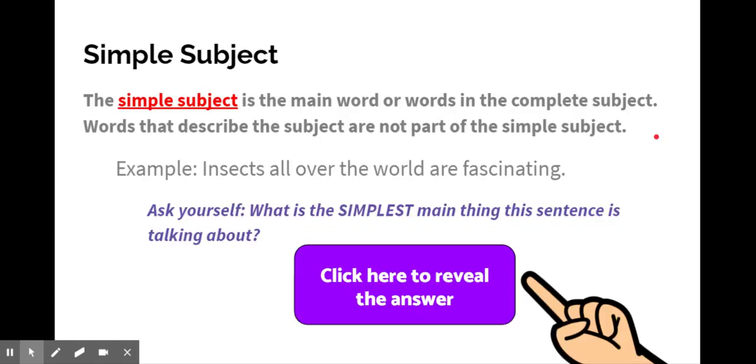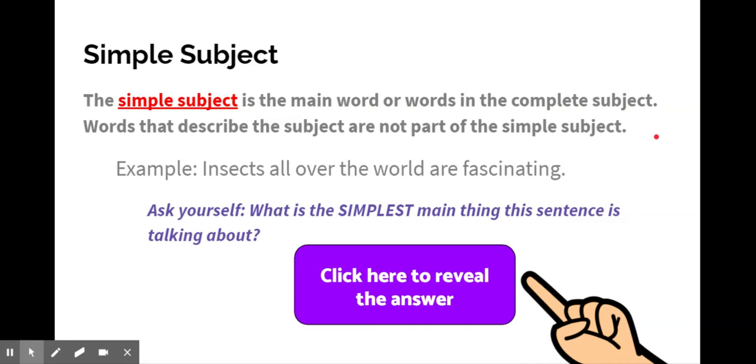So simple subject. A simple subject is the main word or words in the complete subject. So remember in the complete subject, we had like the sun. Well, if we do the simple subject, it would just be sun. So the words that describe the subject are not part of the simple subject. An example, insects all over the world are fascinating.